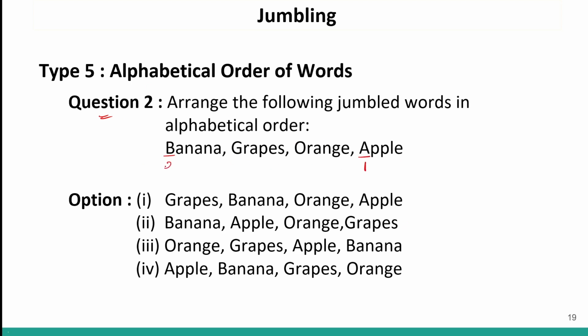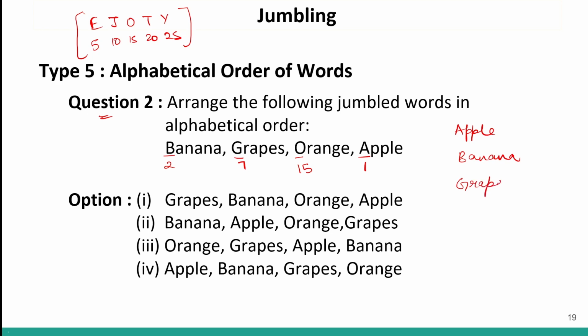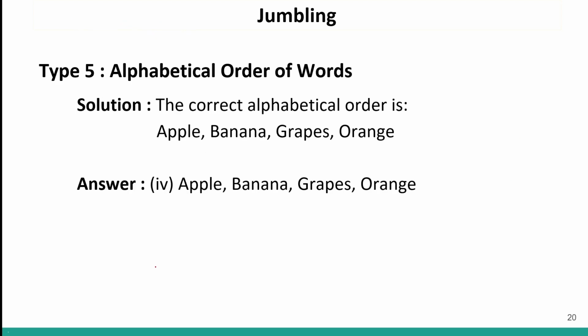A is 1, B is 2, G is how much? G is 7 and O is 15. If you remember the shortcut to remember forward ranks, EJOTY: 5, 10, 15, 20 and 25. So this was a shortcut I told you to remember forward ranks. So when we give them forward ranks, we get something like this. So the first word will be apple, then we'll get banana, then we'll get grapes, and then we'll get orange. So in this it is A, B, G and O, which is option number 4. So option number 4 will be the correct answer.